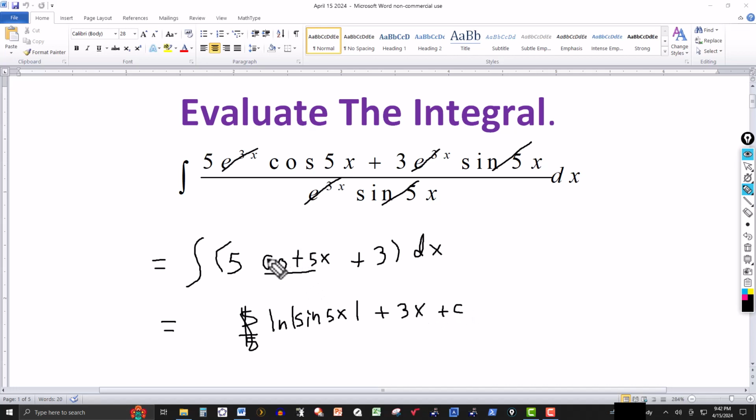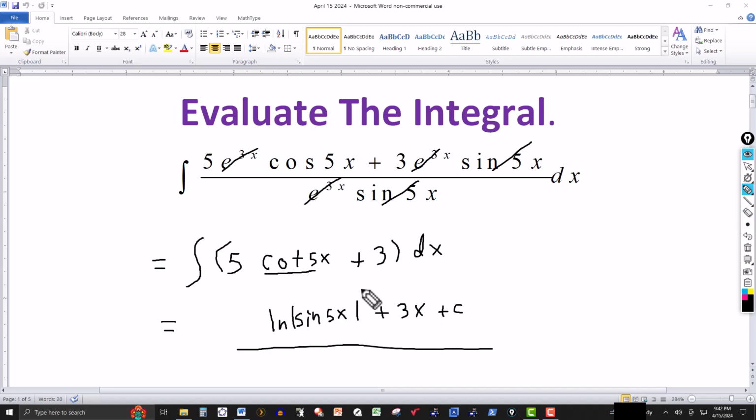And there's a formula for the integral of cotangent of u with respect to u. But to write this in terms of u, we'd have to have u equal to 5x, so du would be equal to 5 dx. That's where this 5 comes from. So the final answer then, after canceling this here, is just right here.